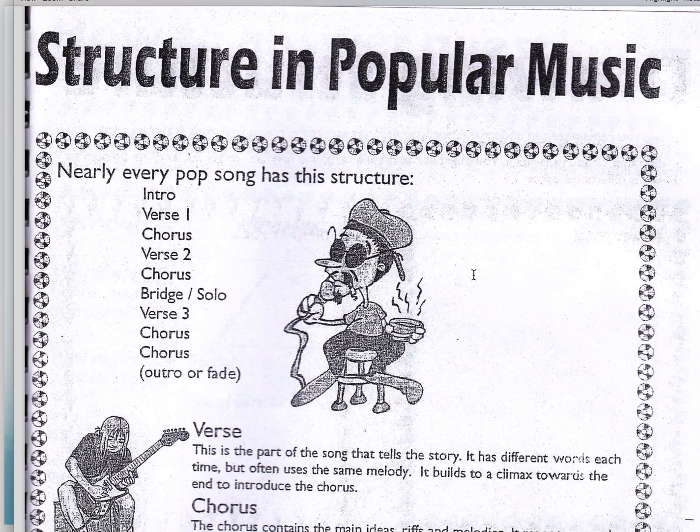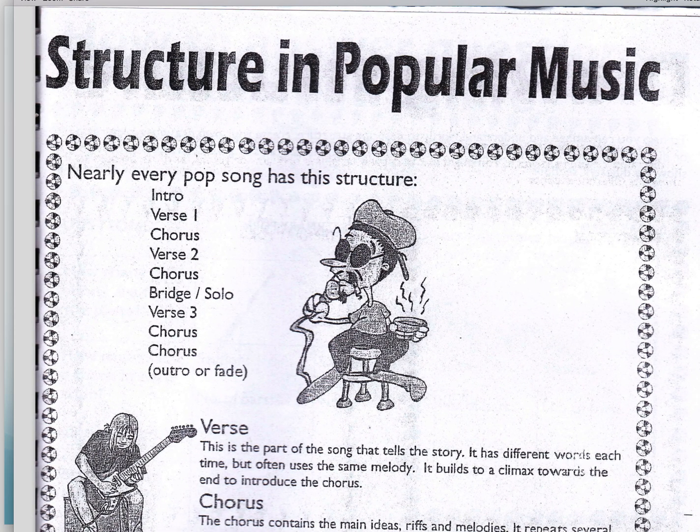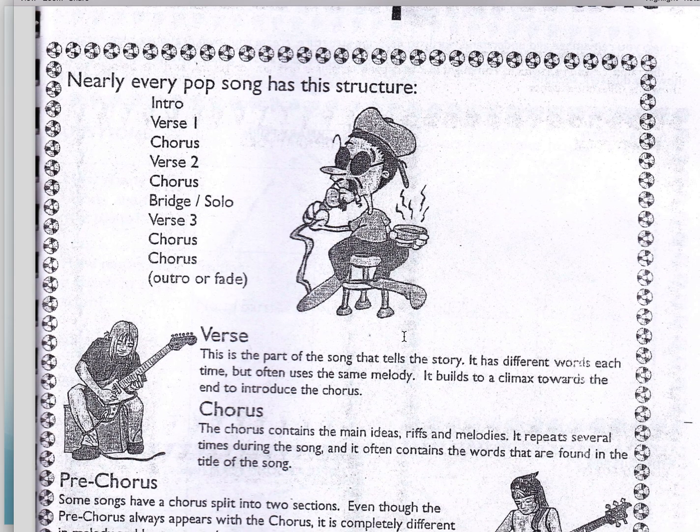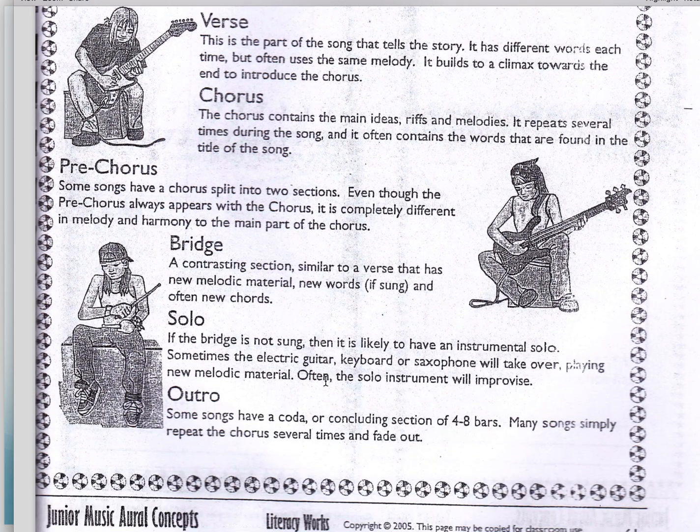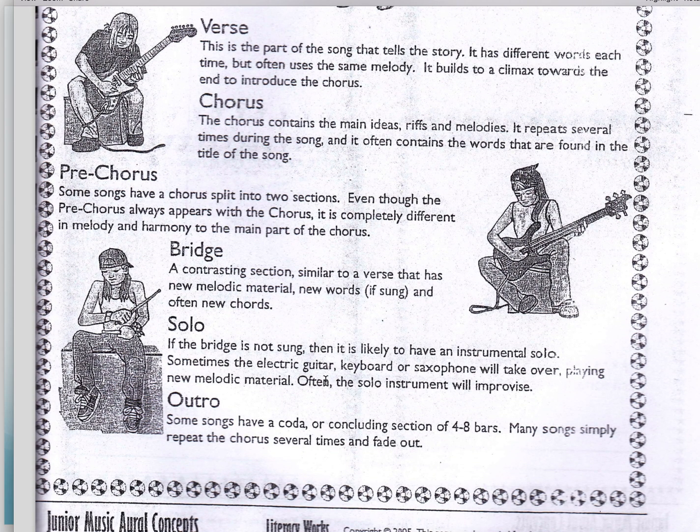Okay, nearly every pop song has this structure. Intro, verse 1, chorus, verse 2, chorus, bridge solo, verse 3, double chorus at the end, and then an outro. The verse is the part of the song that tells the story. It has different words each time, but often uses the same melody. It builds to a climax towards the end to introduce the chorus. The chorus contains the main ideas, riffs, and melodies. It repeats several times during the song and often contains the words that are found in the title of the song.